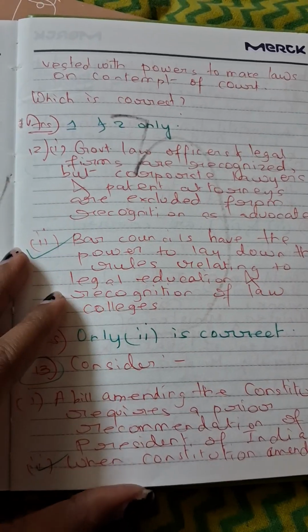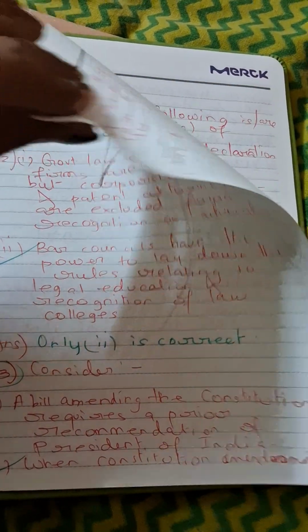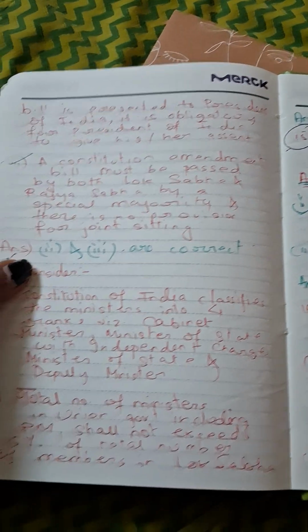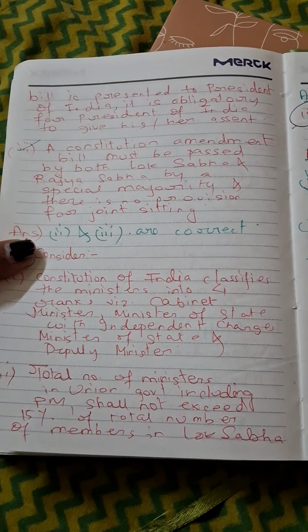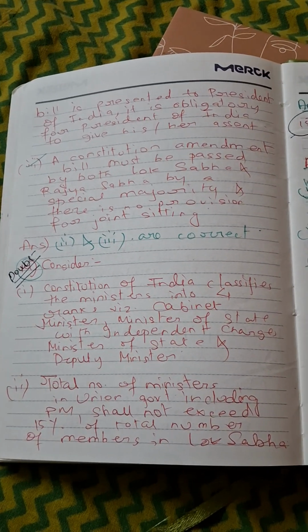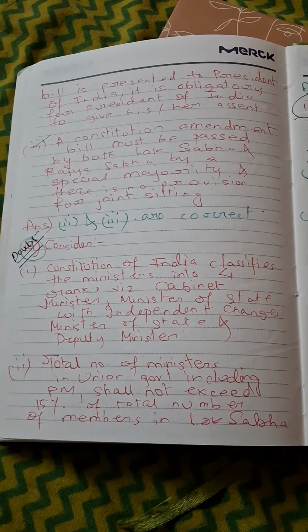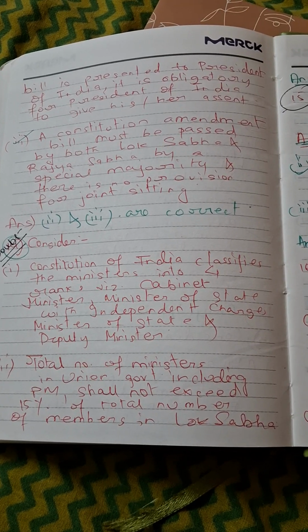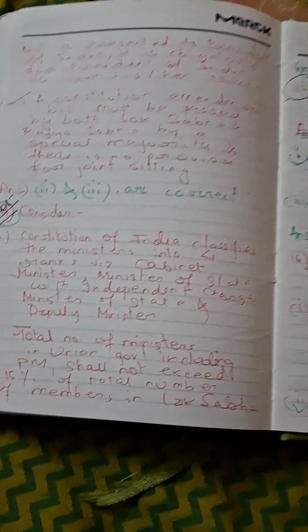Consider the following statements. A bill amending the Constitution requires a prior recommendation of the President of India. When a constitutional amendment bill is presented to the President of India, it is obligatory for the President to give his or her assent. A constitution amendment bill must be passed by both Lok Sabha and Rajya Sabha by a special majority. There is no provision for joint sitting. Only the second and third options are correct.